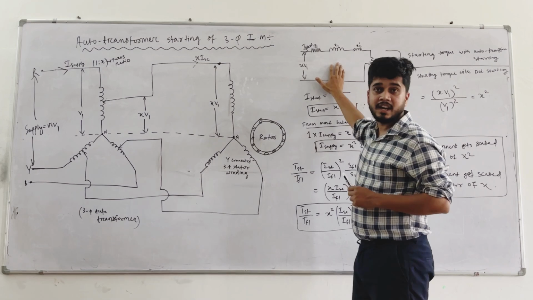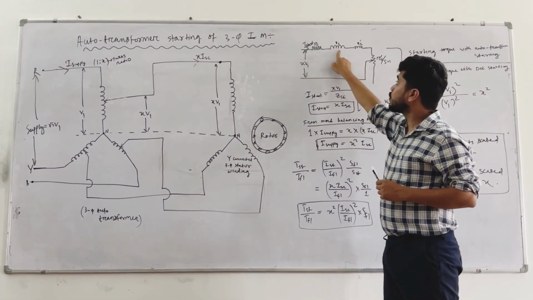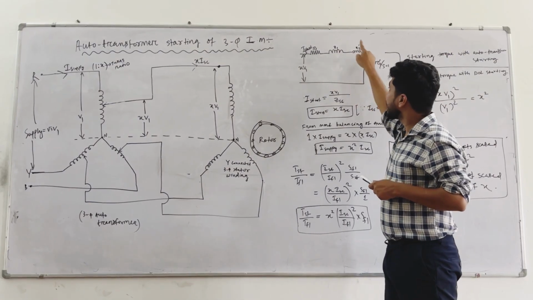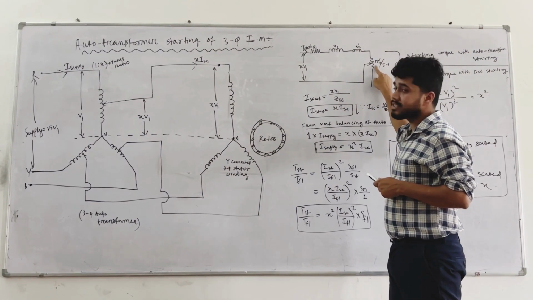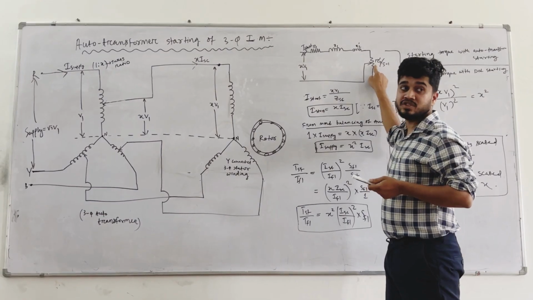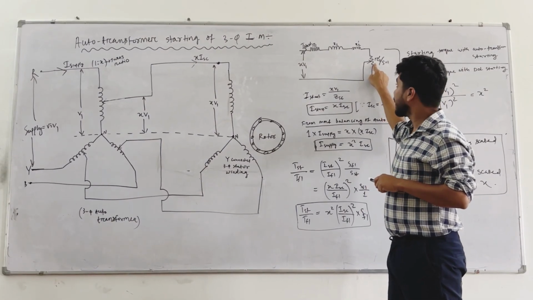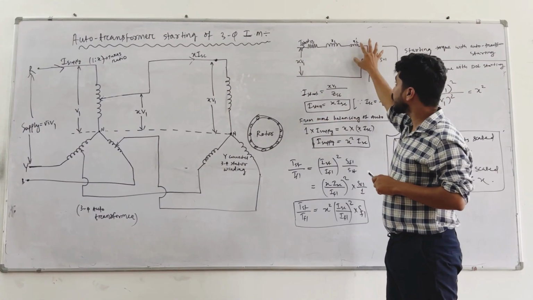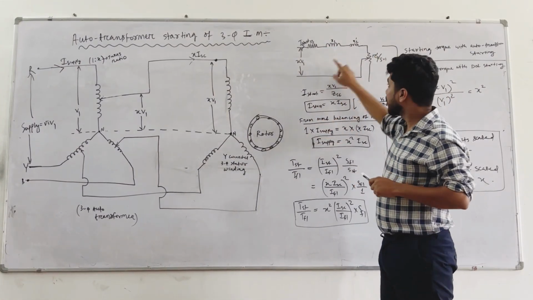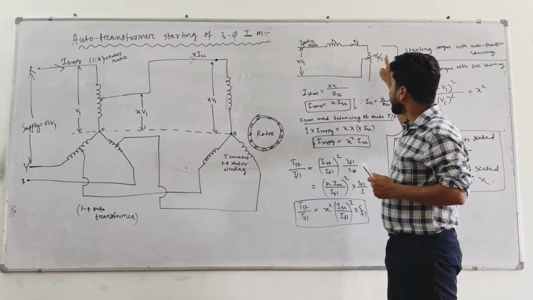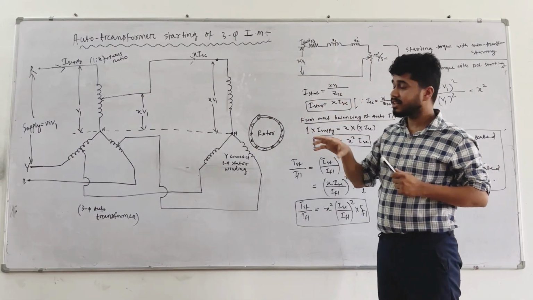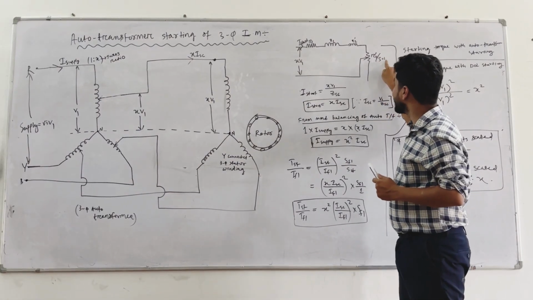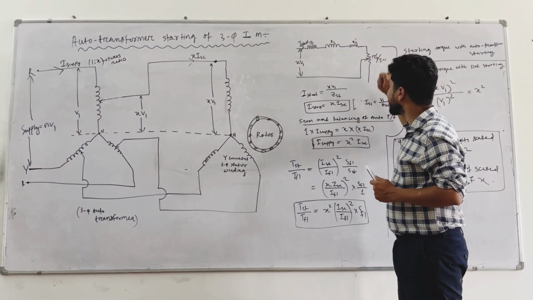This is the equivalent circuit, everyone knows. R1 and X1 are the resistance and leakage reactance of the starter winding. X2 dash and R2 dash by S are the resistance and reactance of the rotor, and these are referred to the starter. And you all know that if we are considering the starting case, then slip is always equal to 1. Good. So slip is 1, so the resistance is R2 dash by S.